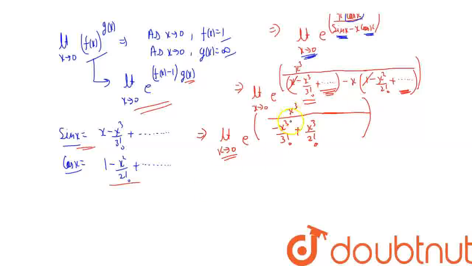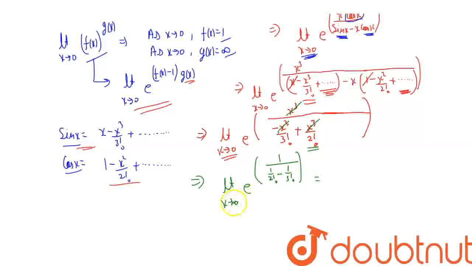Now from here, if we take this x cube common out, then this x cube gets cancelled out with the numerator x cube. All of these x cubes have now got cancelled out, and here we have the limit as x tends to 0, e whole raised to the power. In the power we have 1 whole divided by, in the denominator, 1 by 2 factorial like this, and here we have minus 1 by 3 factorial like this.